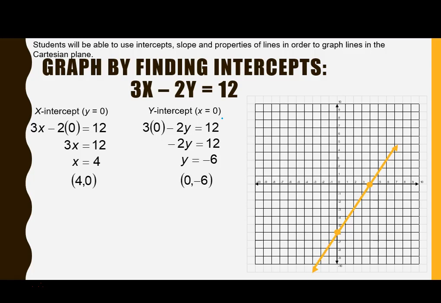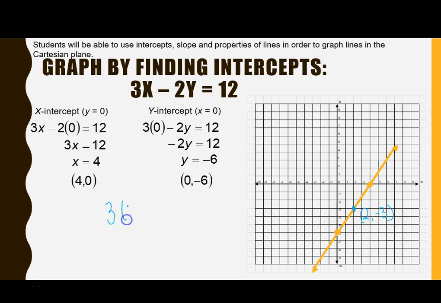Now if we wanted to check to see if we were right, we could pick another beautiful point on that line. And for me, I see this beautiful point right here, and that's the ordered pair (2, -3). So if I wanted to, I could plug that in.